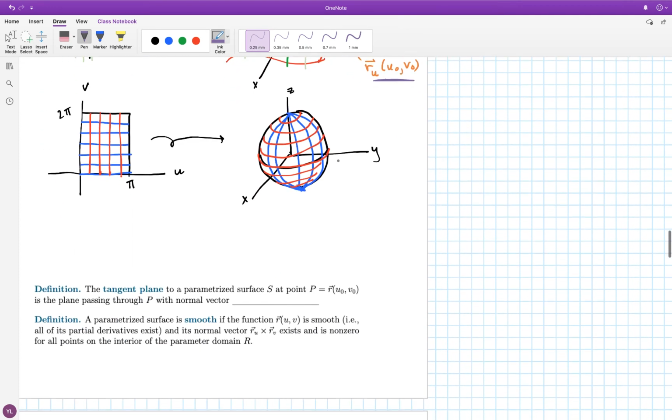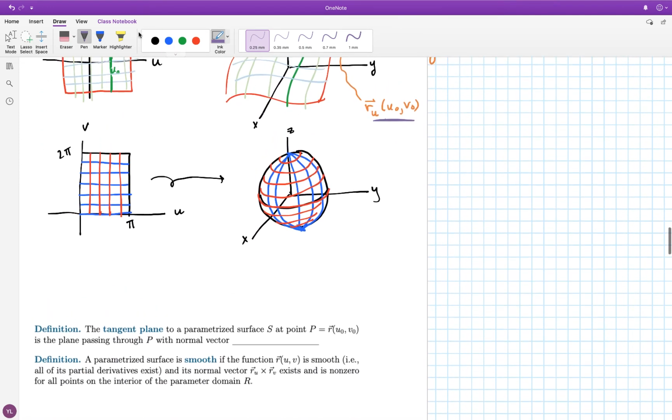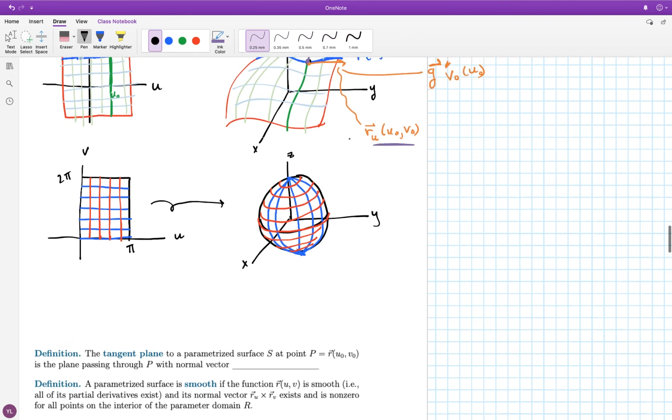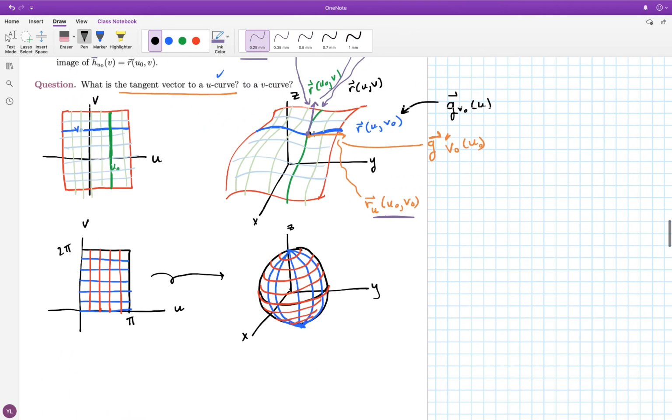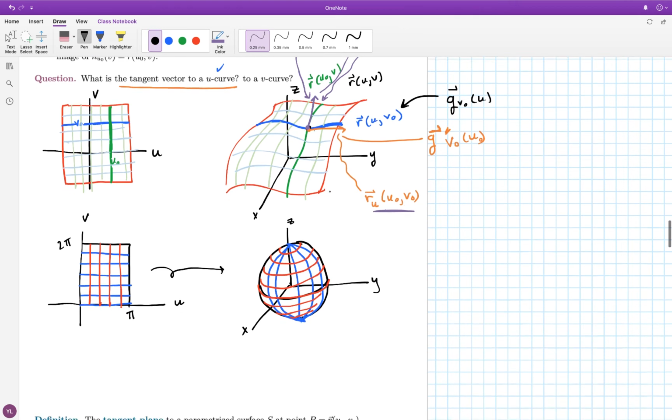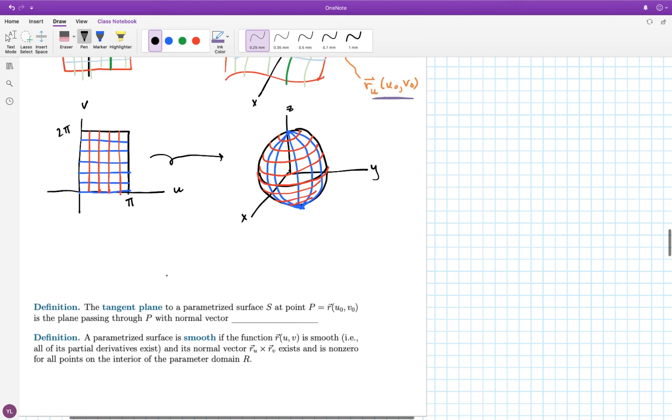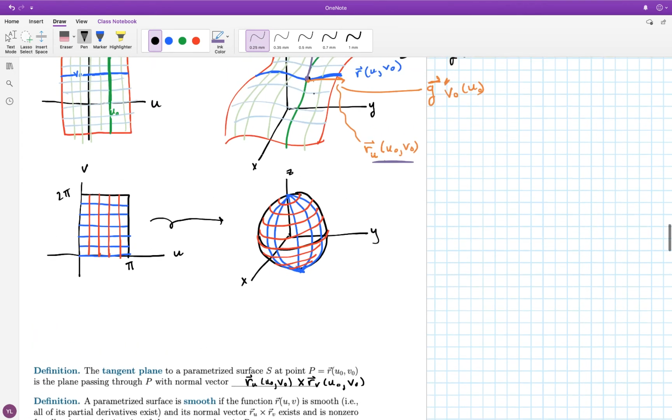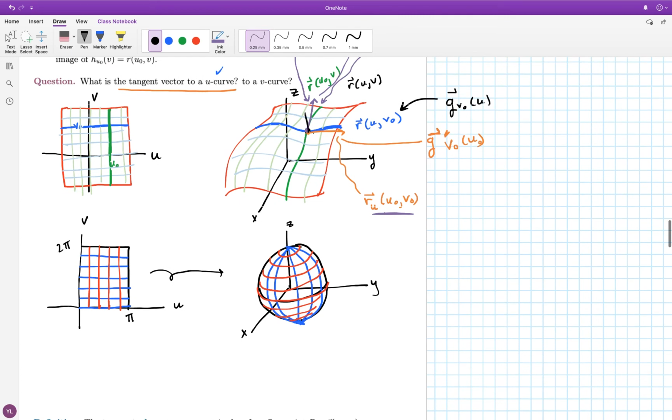Okay, so what are we going to do with these tangent vectors? Since r sub u and r sub v are tangent to the surface at this point, then I can create a normal vector to the surface if I cross them, right? So these two vectors are tangent. When you take a cross product, it makes a perpendicular vector, and that's going to produce for us a normal vector to the surface, like this.